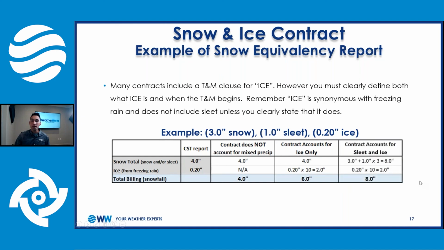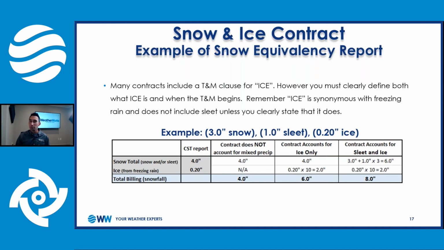Now, if you also account for sleet, which again is a little bit more difficult, you would all of a sudden get to 8 inches because you have 3 inches of snow plus the 1 inch of sleet times 3, get you 6 inches of equivalency of snow and sleet, plus that 2 inches of equivalency ice, get you to 8 inches of billable snow.